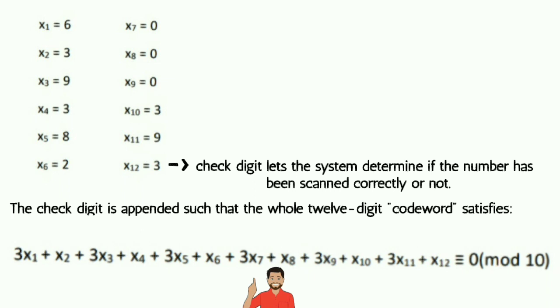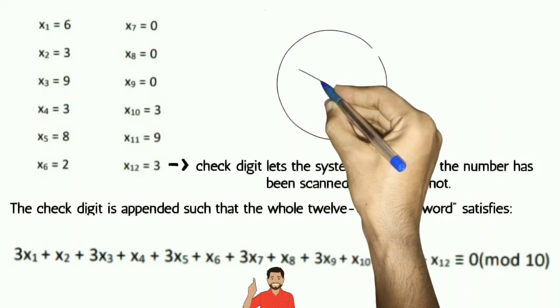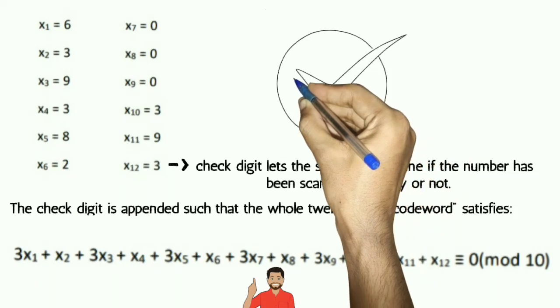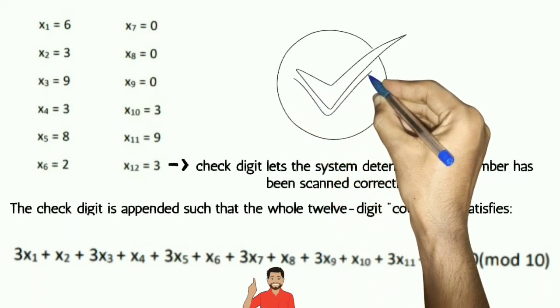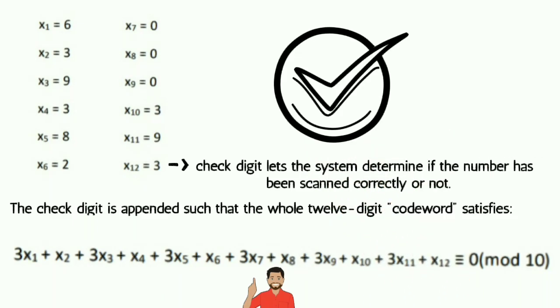Each time the scanner scans an item, it performs this calculation. If the check digit it calculates is different from the check digit it reads, the scanner knows that something went wrong and the item needs to be rescanned. So kung mapapansin ninyo, ito na yung application ng modular arithmetic. By using modular arithmetic, we can tell if the UPC is valid or not.